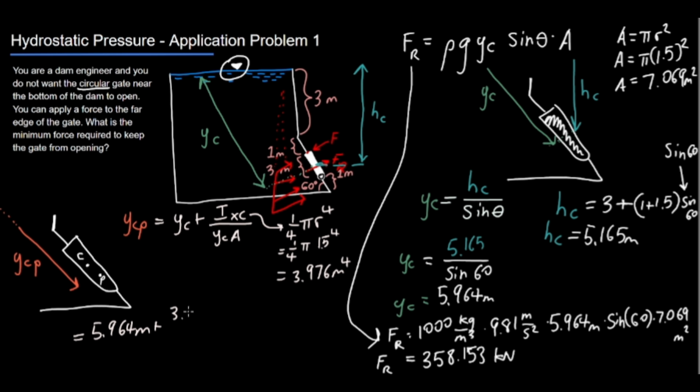Plus 3.976 meters to the 4th over YC, which is 5.964, times the area, which is 7.069 meters squared. So the units actually do work out. We have meters cubed on the bottom, meters fourth on the top. We're in the numerator, and that gives us normal meters. So the result is 6.0583 meters is YCP.